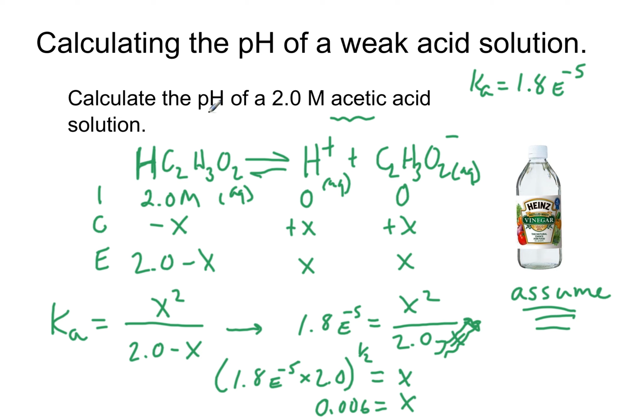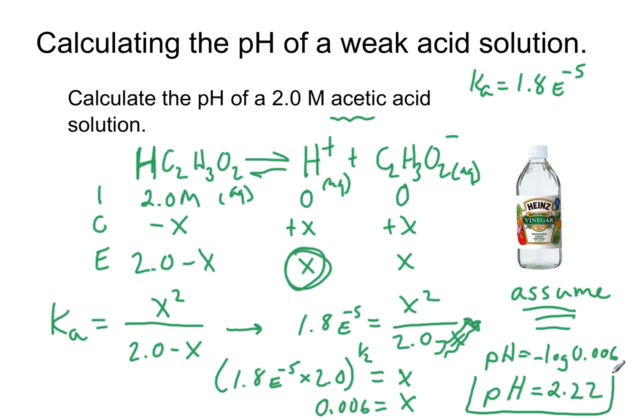Now, that's not the pH. I wanted to know the pH, but to get the pH, pH is equal to the negative log, remember that from the last video, of 0.006. Because that's my equilibrium concentration of H plus, my x value, and so my pH in this case is simply the negative log of that, which gives me a pH of 2.22. And we've solved it. All right.